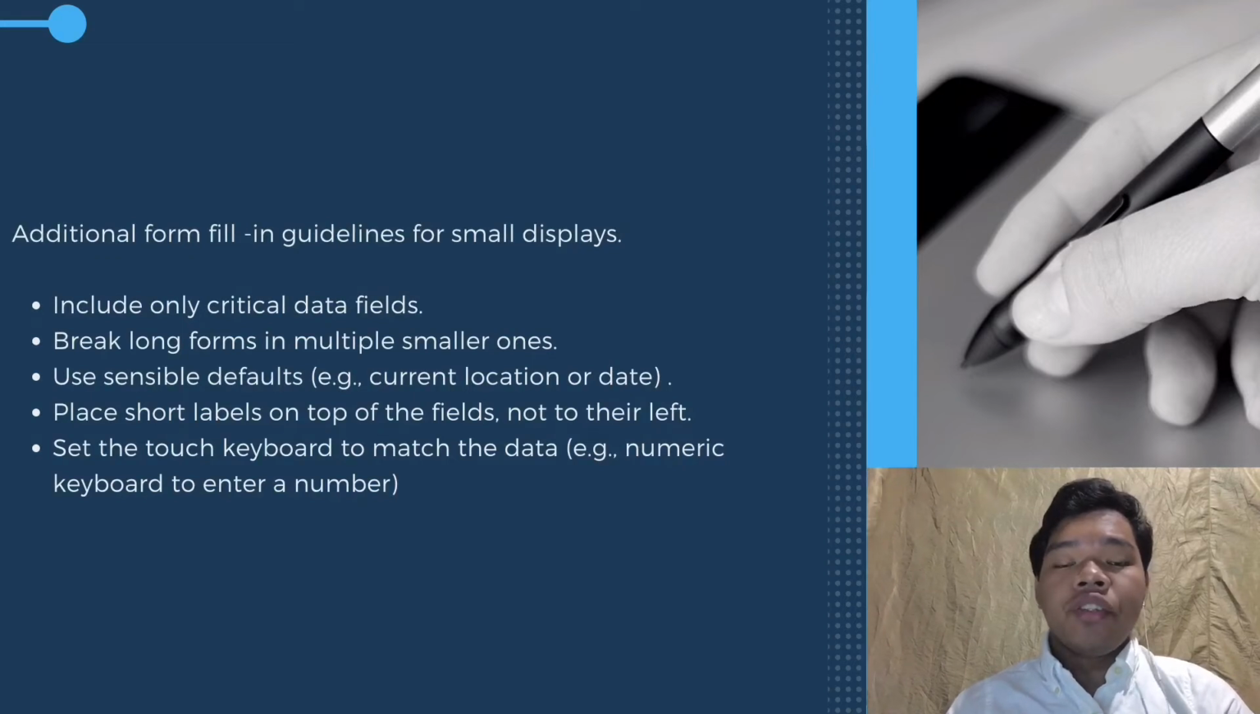Fifth, these are additional form fill-in guidelines for small displays. Include only critical data fields. Break long forms into multiple smaller ones. Use sensible defaults, for example, current location or date. Place short labels on top of the fields, not to their left. And lastly, set the touch keyboard to match the data. For example, a numeric keyboard to enter a number.